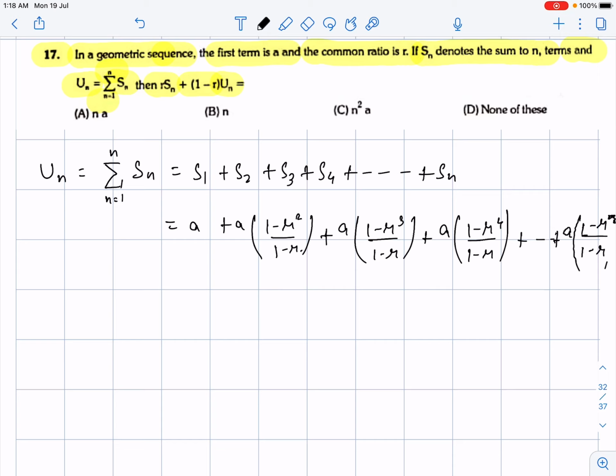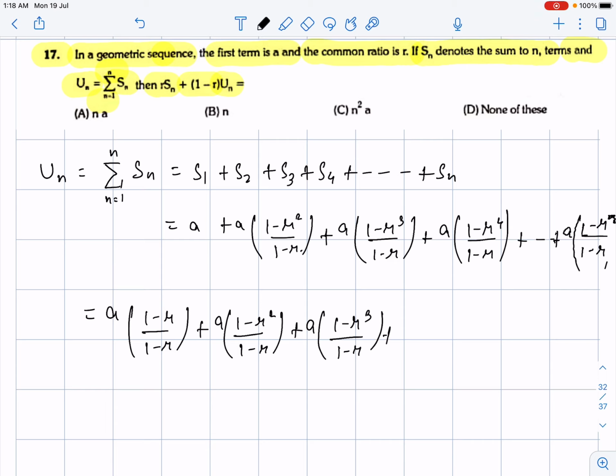Now proceeding further, what will be done by us? Let's write the first thing as a times (1 minus r) upon 1 minus r. Then the next thing as a times (1 minus r squared) divided by 1 minus r. And the next thing as a times (1 minus r cubed) divided by 1 minus r. Then the next thing as a times (1 minus r to the power 4) divided by 1 minus r. Goes on up to a times (1 minus r to the power n) divided by 1 minus r.